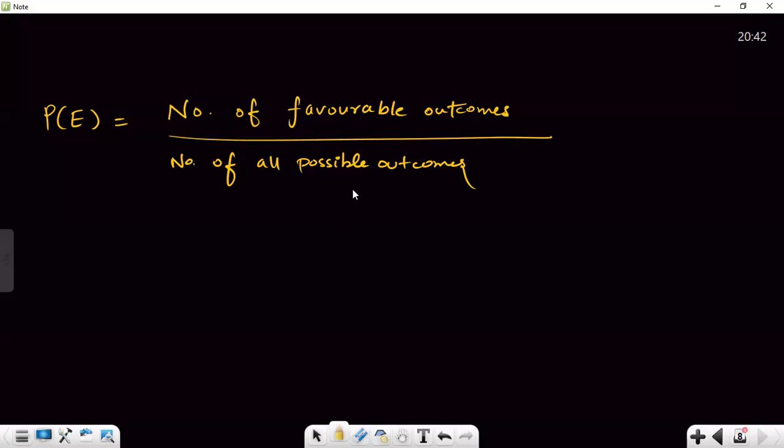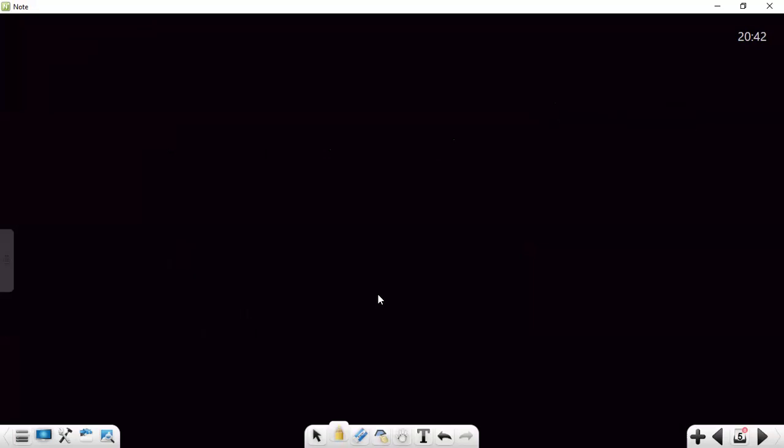Okay. The number of all possible outcomes is basically the cardinality of the sample set. How many elements are there in the sample space? And the number of favorable outcomes is that particular event's result that we wanted, and how many times it occurs in the sample space. Let's go back and calculate the probability.